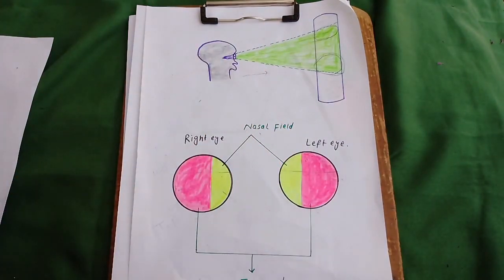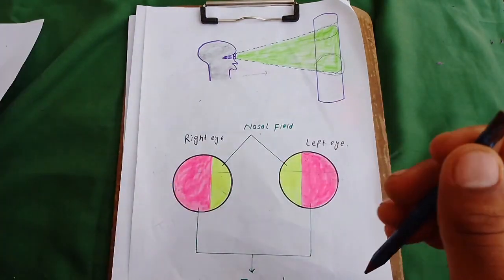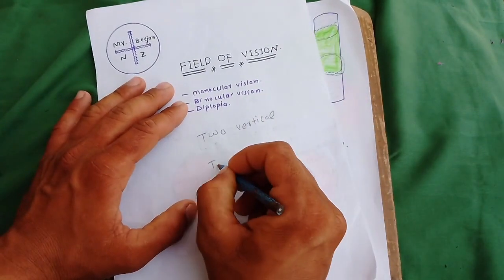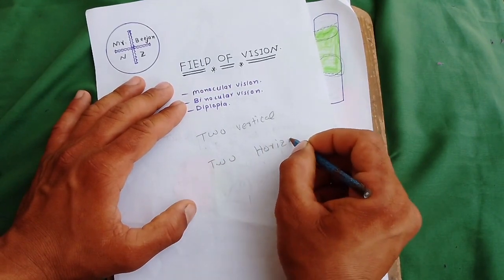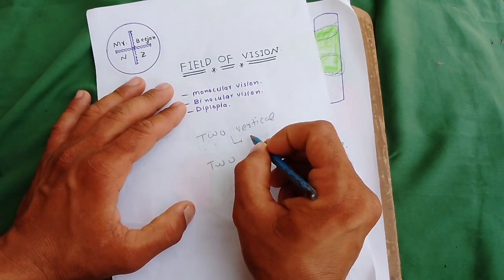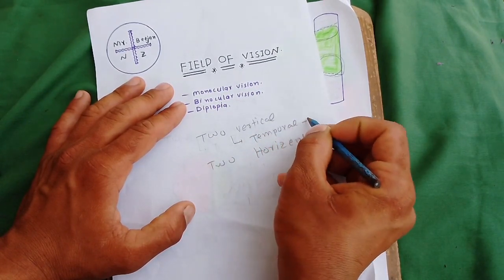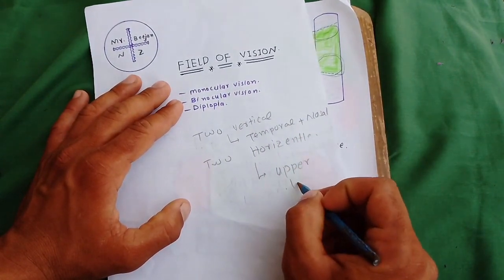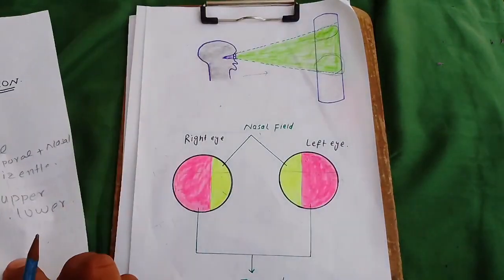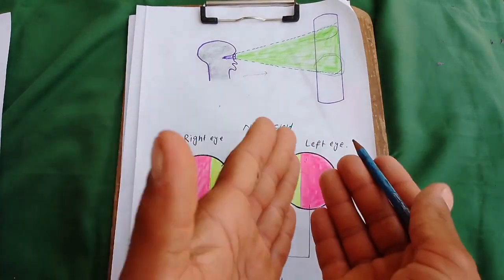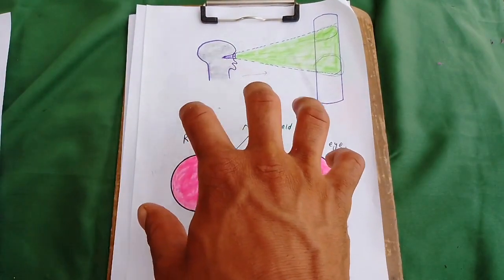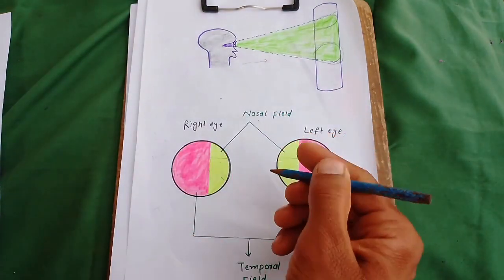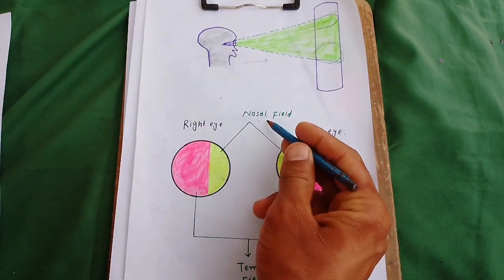Okay. So we classify the visual field into 4 classes: 2 in the vertical direction and 2 in the horizontal. Vertical is the temporal and nasal field, and the other two are the upper and lower field. Okay. So suppose this is my right eye, this is my left eye. Here I will first discuss the nasal field and the temporal field. This is the nasal part of the retina.